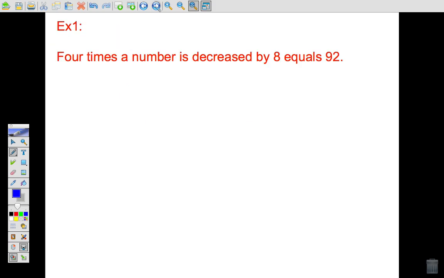All right, let's take a look at this first example. It's probably a little hard to see here, but I'll read this off also. Write that just as it appears there. Example 1: 4 times a number is decreased by 8 equals 92. Okay, so write that down.